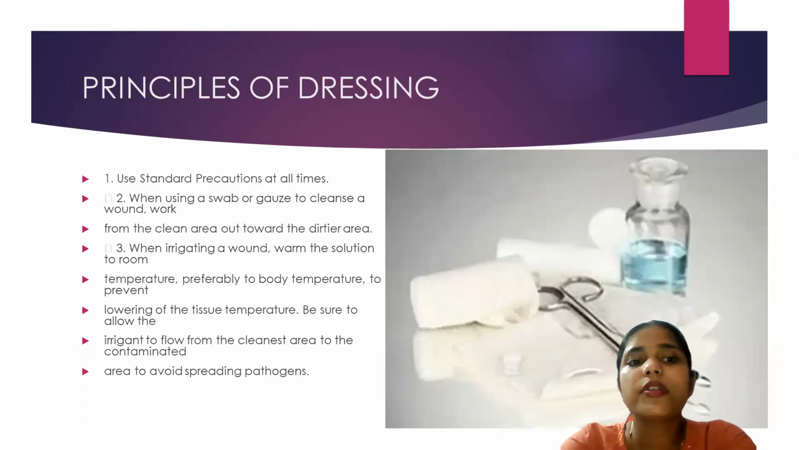You can see the principles of dressing. The person who is going to do the dressing has to follow standard precautions at all times. When using a swab or gauze to cleanse a wound, work from the clean area outward to the dirty area. When irrigating a wound, warm the solution to room temperature, preferably to body temperature, to prevent lowering of the tissue temperature. Be sure to allow the irrigant to flow from the cleanest area to the contaminated area to avoid spreading pathogens.